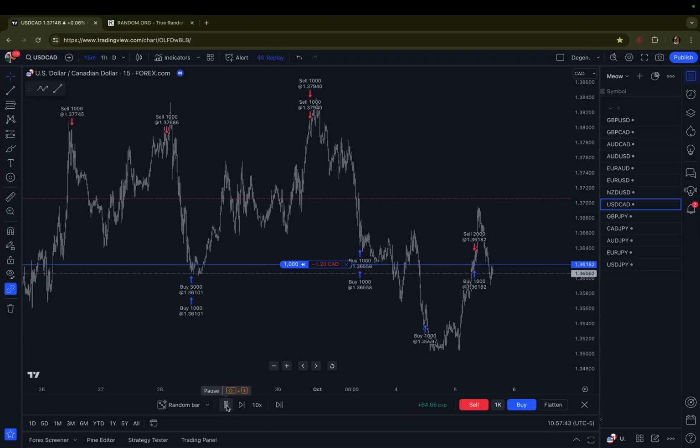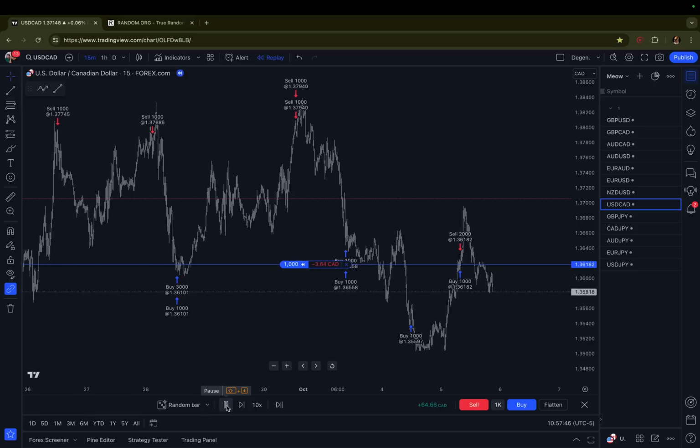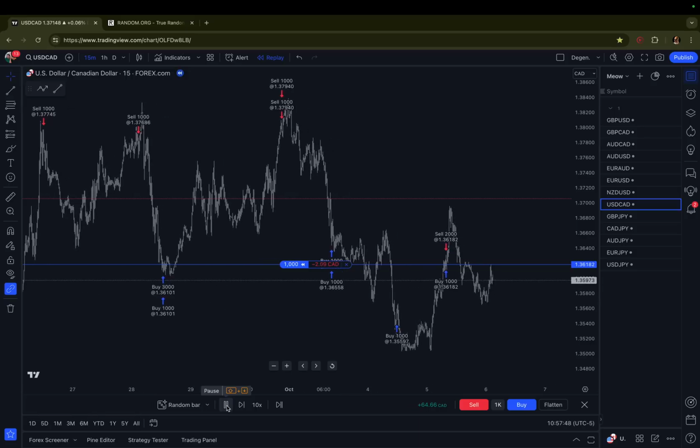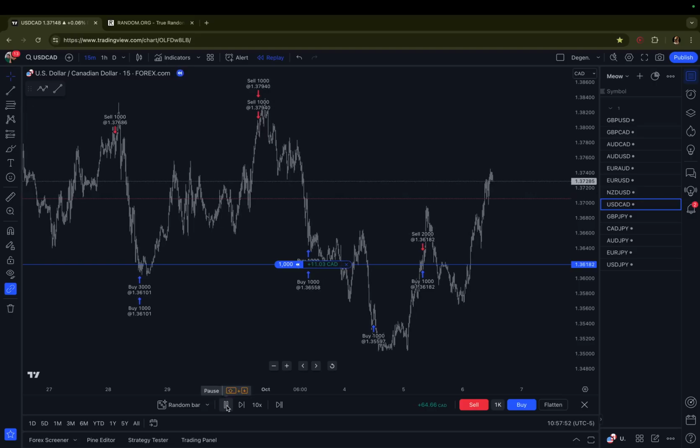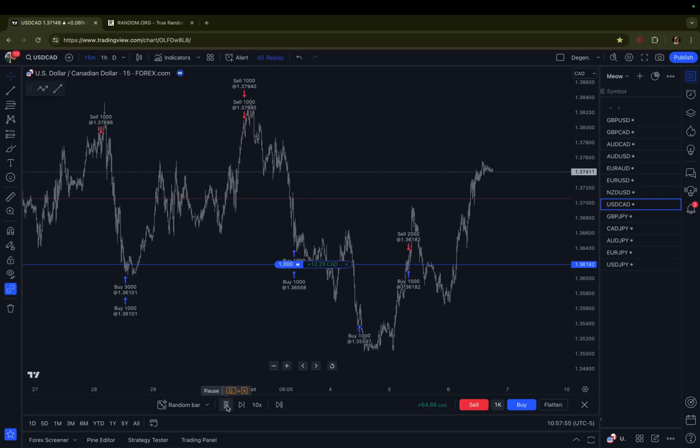So this one goes into profit, then it comes back to the entry. Now it's going into drawdown, and it's continuing to go into drawdown, but then it comes back to the entry. Now it goes into profit, makes a new high. Let's see if it can go even further.